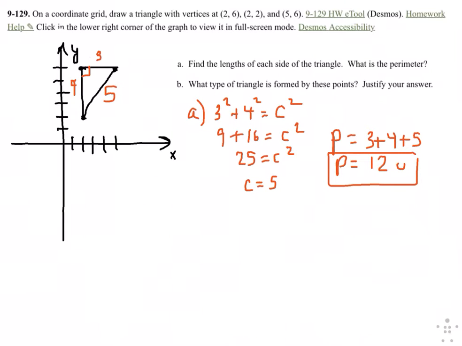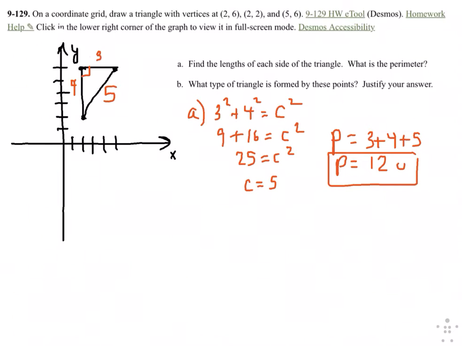For B, what type of triangle is formed by these points? And it's clearly a right triangle, right? Because, well, for a couple reasons. One, the two sides of the triangle, the 3 and the 4, are parallel to the x and y axis. And that's how you know.